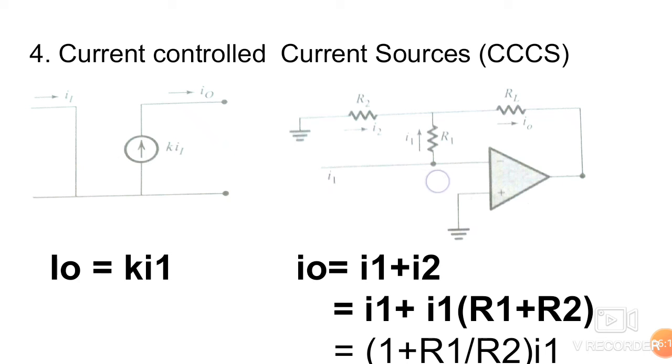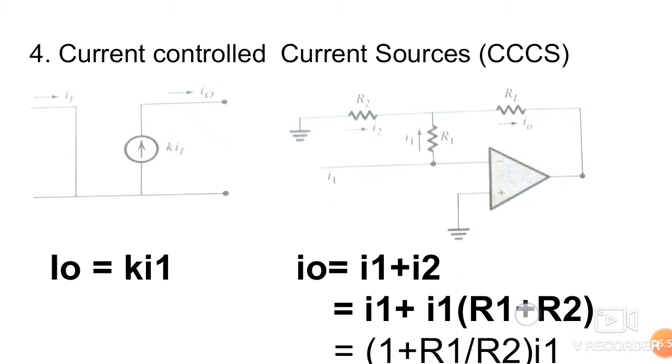So this current is dividing into two parts. One is this and second one is this. So we can write the output current I naught equal to I1 plus I2. That is, this current is equal to this current plus this current. So this is current source I1, plus I1 into R1 divided by R2.